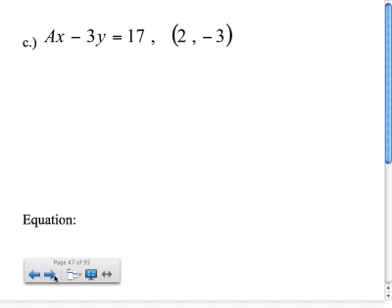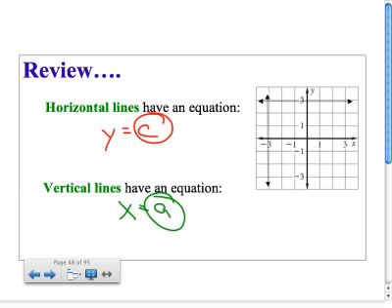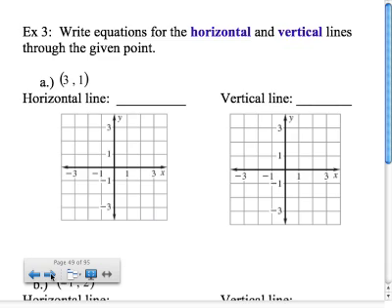I'm going to go ahead and let you take a look at part C on your own. No different than what we've been doing. Plug in x and y. So remember, horizontal lines have an equation that looks like y equals some constant c. C could be any number. And then vertical lines have an equation of x equals a, again where a is any constant. -2, -1, 0, 3.5, 4.5, it doesn't matter. So vertical lines, x equals; horizontal lines, y equals.